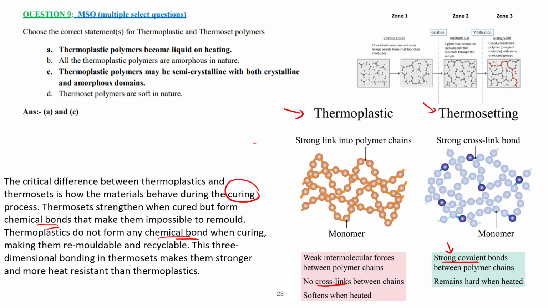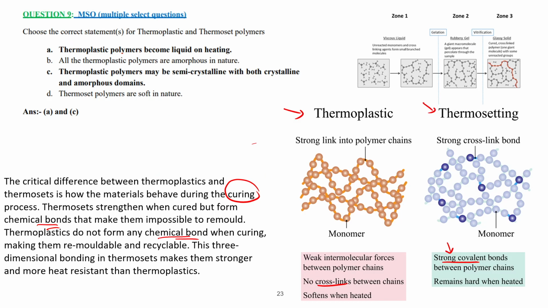That's the major difference, and the physical difference is that the three-dimensional network makes thermosets stronger. For thermosets, obviously, these bonds are there, and they are more heat resistant than thermoplastics. That's why this happens. As this network is formed, they are hardened and more temperature resistant. That's how thermosetting works. So that's the basic brief overview of thermoplastic and thermosetting.